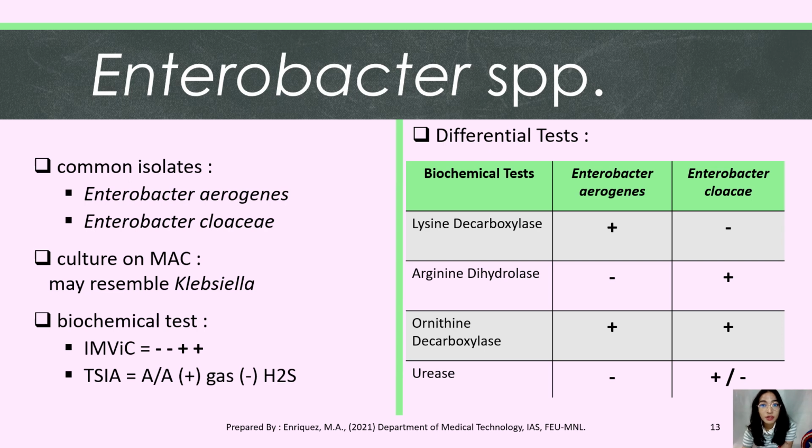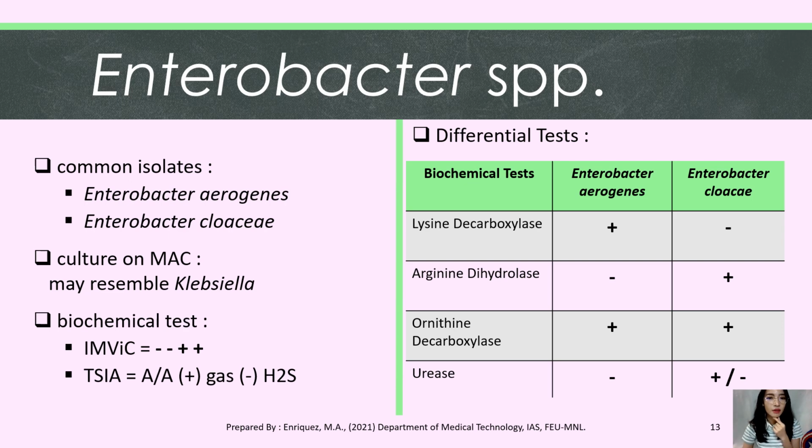Next is the Enterobacter species. There are two common isolates for this genus. So Enterobacter aerogenes and Enterobacter cloacae. So Enterobacter cloacae and aerogenes are the two most common isolates from this group, and these two species have been isolated from wound infections, urine samples, blood, and even CSF.